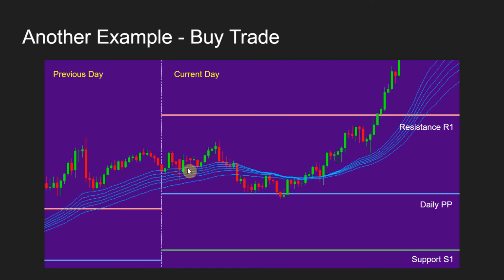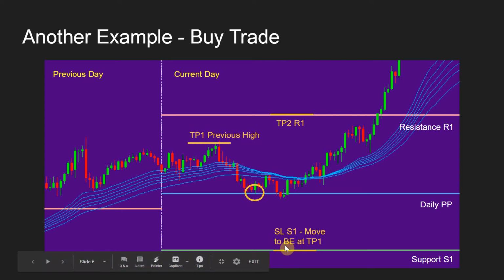You can see as the day closed, you've got the EMAs all aligned into the same structure. Then we've got a touch of the daily pivot. Again, it pulls back into the daily pivot. All the EMAs, and again, I haven't zoomed in on this one, but I checked this, that all the EMAs are aligned. You put your stop loss at S1, TP1 at the previous highs, and then TP2 at R1.